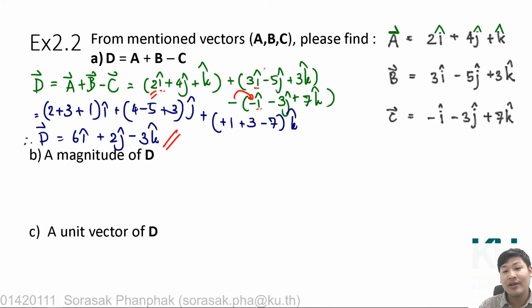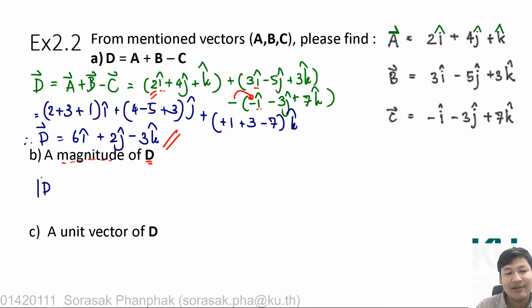As you can see now, we don't need to draw any graphical image. What we do is the algebraic way of calculation. So if you would like to find the magnitude of D, the magnitude of D, not A. A is the article now, not this vector A. How can you find it?